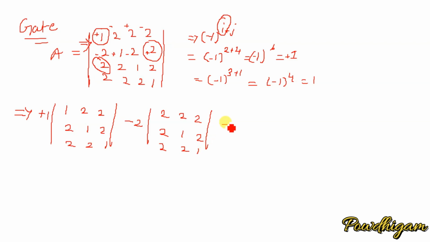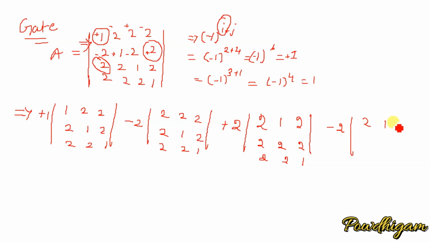Take the third term also, plus 2. If you take this term and avoid this row and this column, the remaining is 2 1 2, 2 2 2, 2 2 1. And the next one you take is minus 2. For minus 2, you avoid this row and this column and write this minor matrix, which is 2 1 2, 2 2 1, 2 2 2.